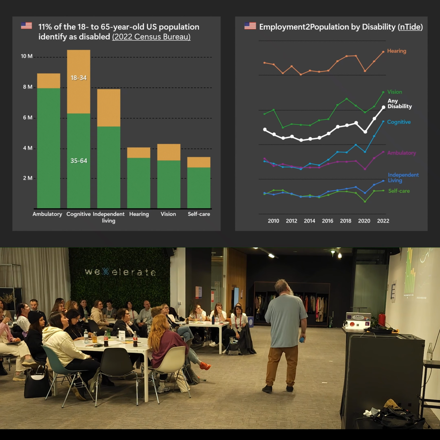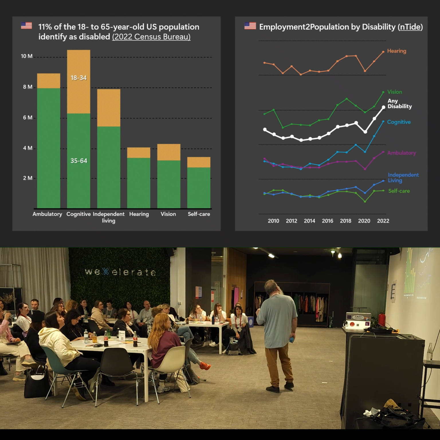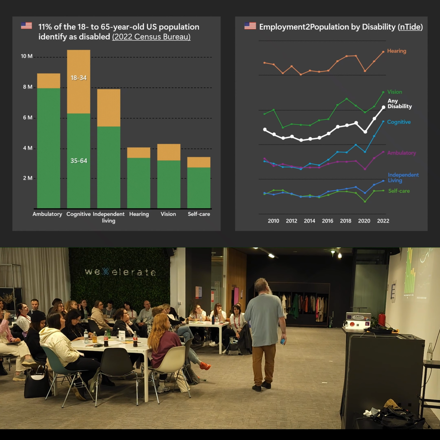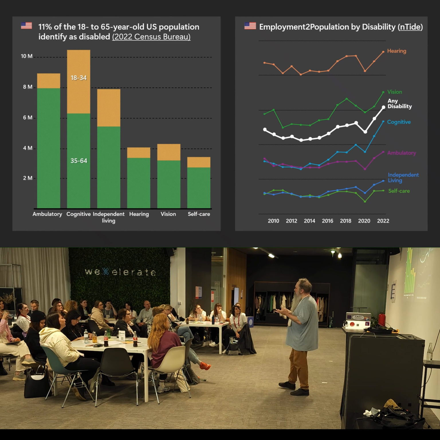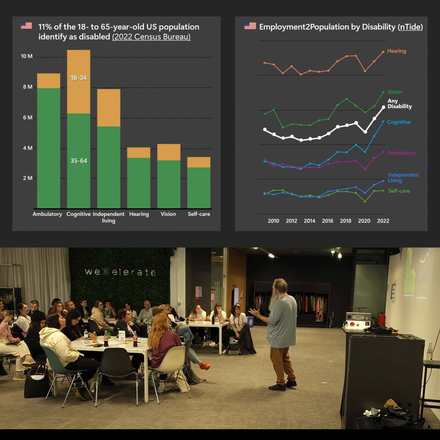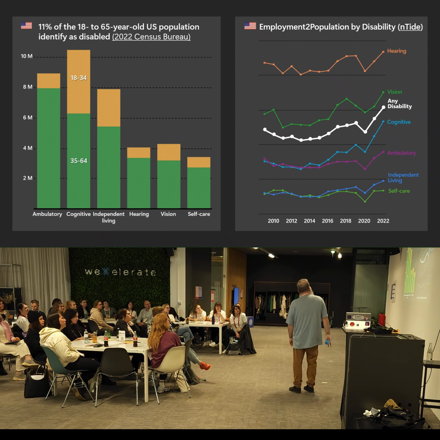On the left there, I take the 11% of the 18 to 65-year-old US population, according to Department of Labor statistics, and you can see the distribution of disabilities. Now, if you're wondering what independent living and self-care is, just ignore them for now. It's basically like, can you live on your own? Can you put on your own clothes? They're a little bit hard to wrap your head around. But you can see that cognitive is still the number one disability between 18 and 65-year-olds.